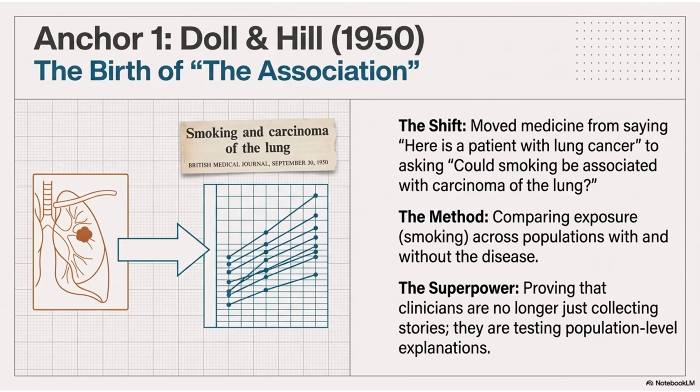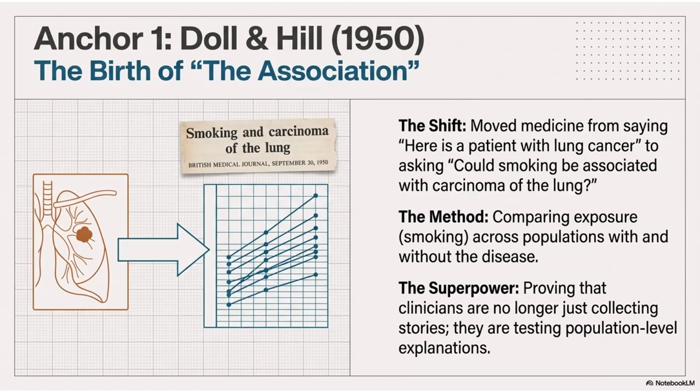So medicine moved from collecting dramatic stories to testing population-level explanations. And that is why the study matters so much. A case report can say this patient smoked and developed lung cancer. But epidemiology says, let's compare many patients with lung cancer to similar patients without lung cancer and ask whether smoking is more common among the cases. That sounds obvious now. I'm sure it does. But at that time, it was a complete change in the grammar of medical thinking.